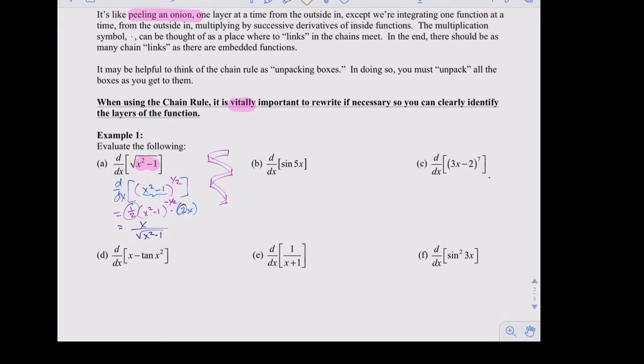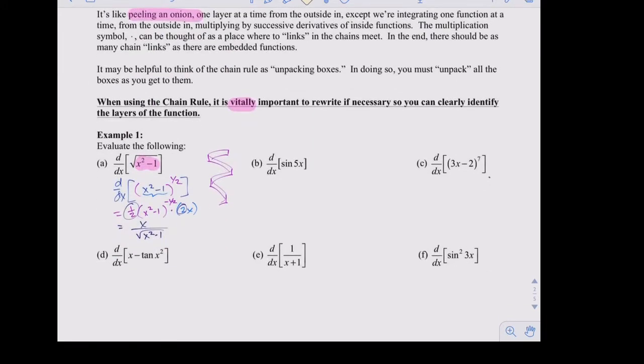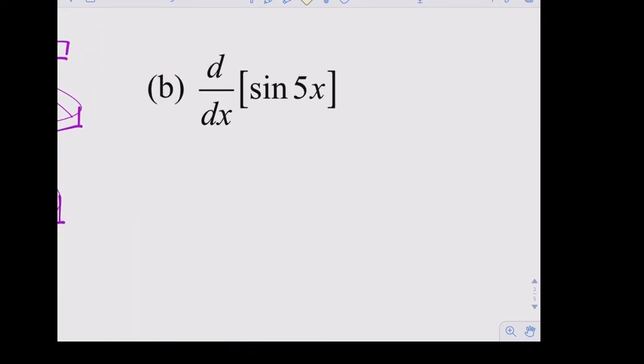We're on example 1B in section 2.6, the chain rule, okay? So first of all, we use the chain rule when we're taking the derivatives of what type of functions? Composite functions, right? Functions inside of a function. And sometimes rewriting it so we can see the layers is helpful. Sometimes adding grouping symbols where there are none can help us see the layers, right?